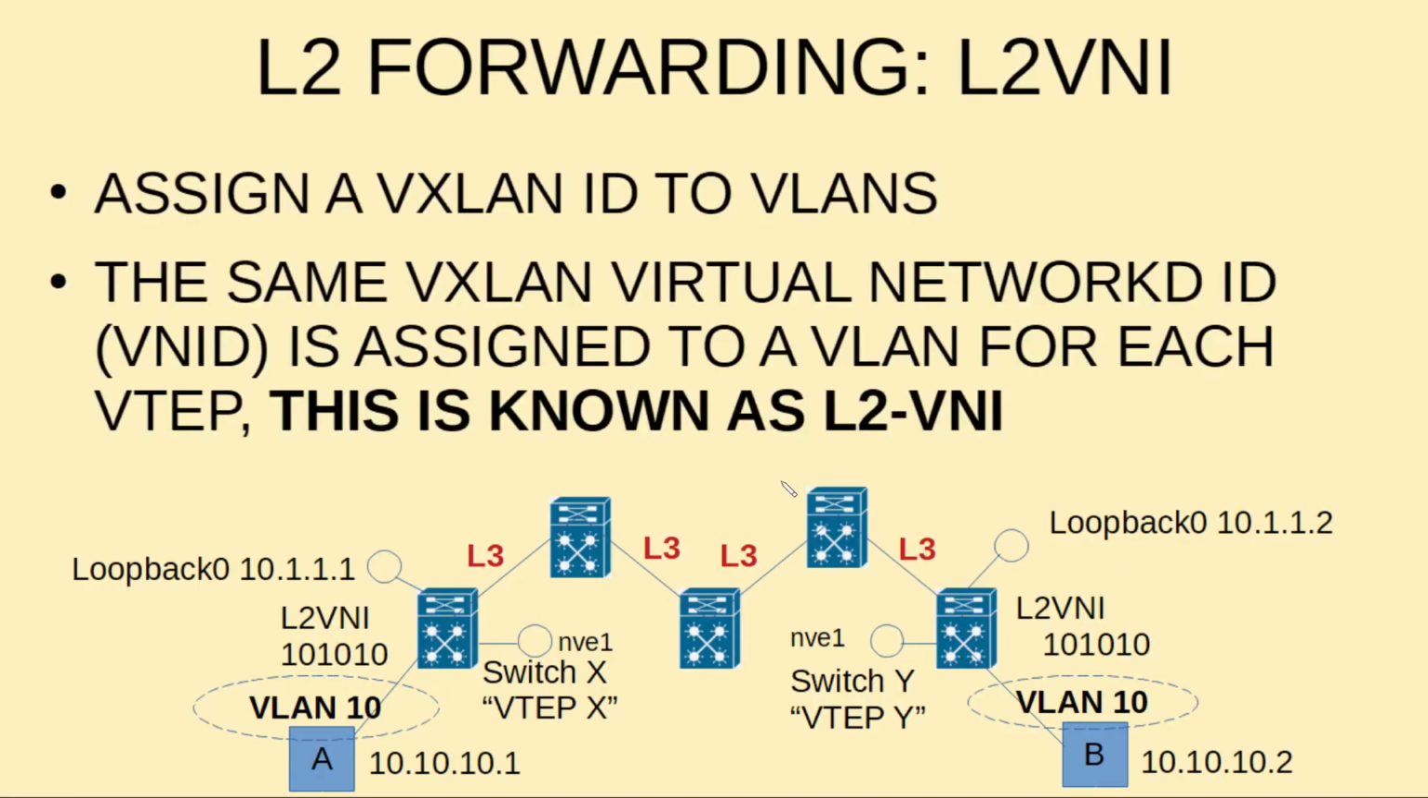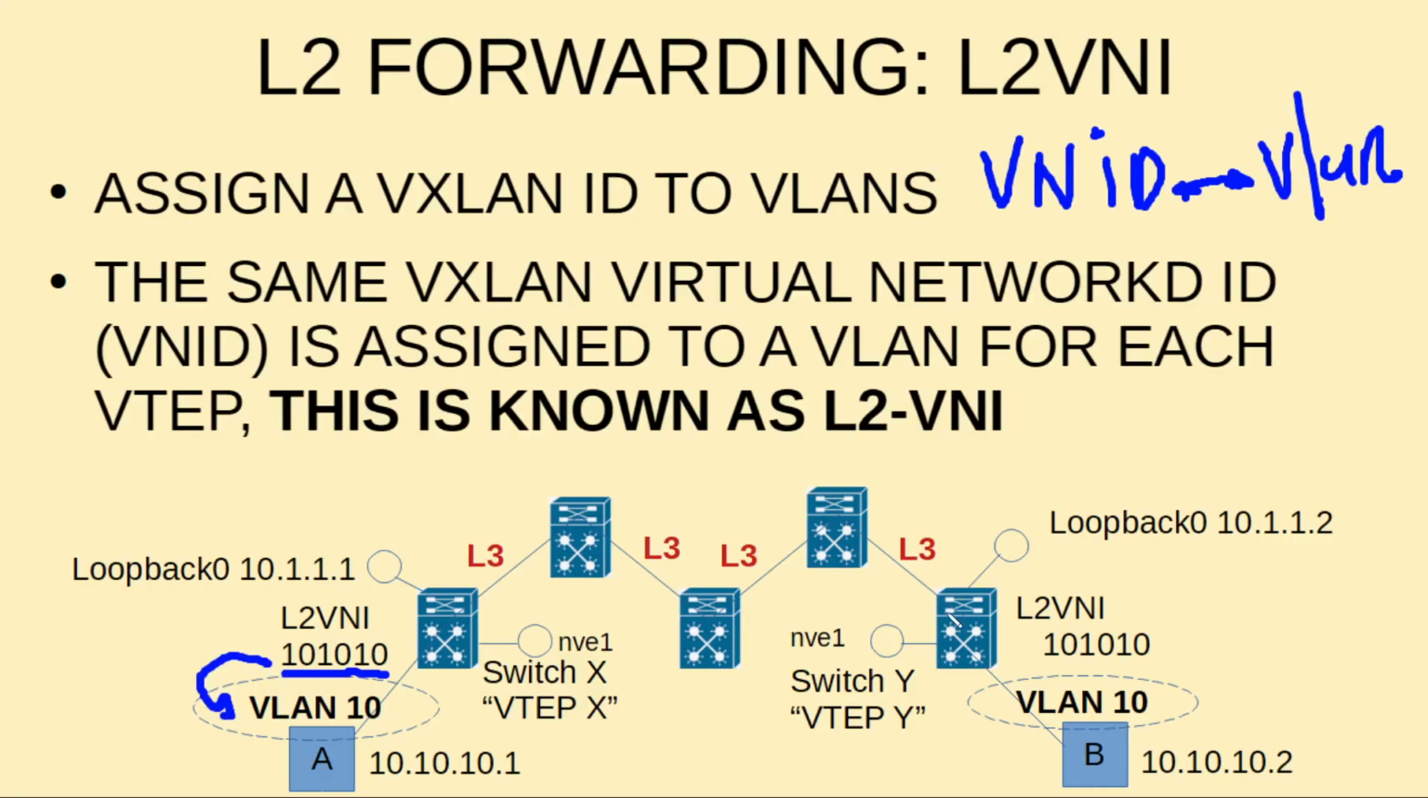Now for the next step, we are going to actually start doing some VXLAN configuration. We are going to declare a VXLAN network ID, and we are going to map it to a traditional VLAN number. We are going to do so at each VTEP, and we are going to use the same mapping. So for instance, we are going to map this VXLAN network ID 101010 to the VLAN number 10, and we are going to do the same at every single VTEP. Given we are talking about a layer 2 forwarding, we are going to call this a layer 2 VNI.